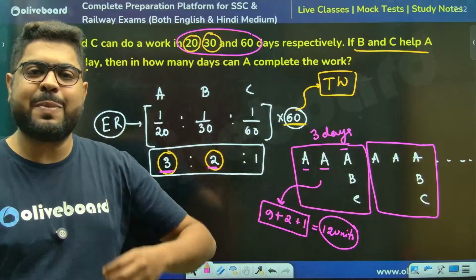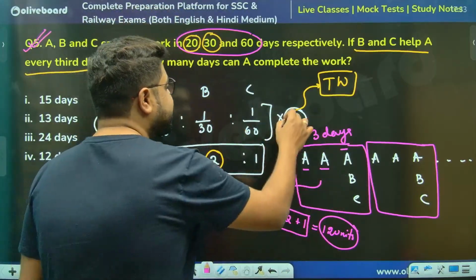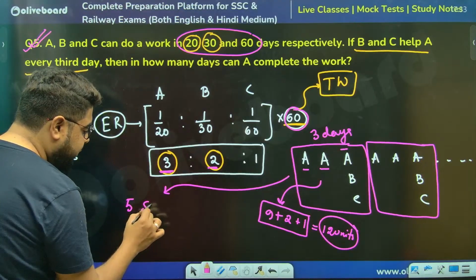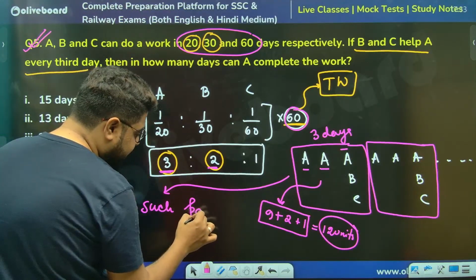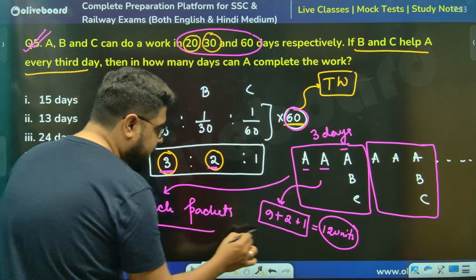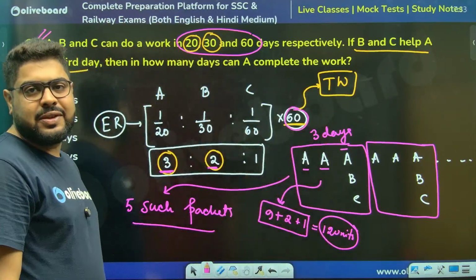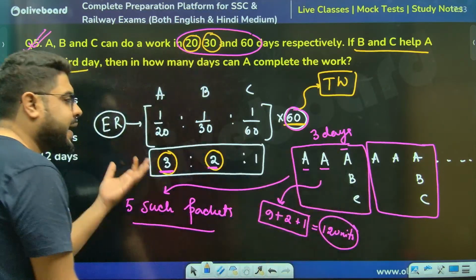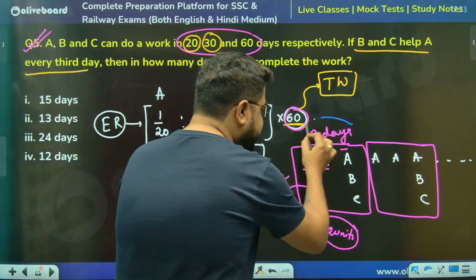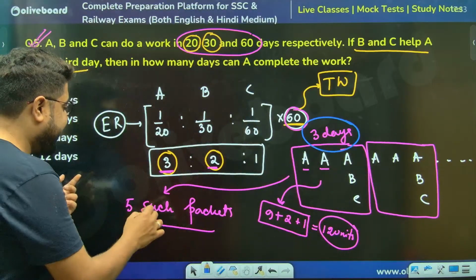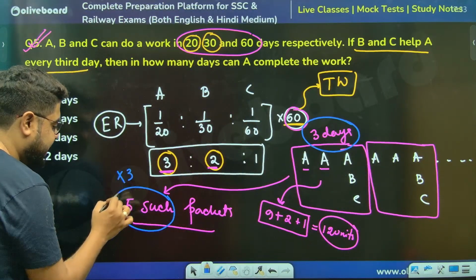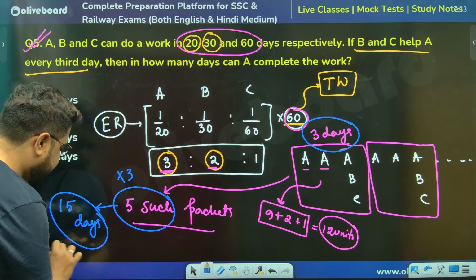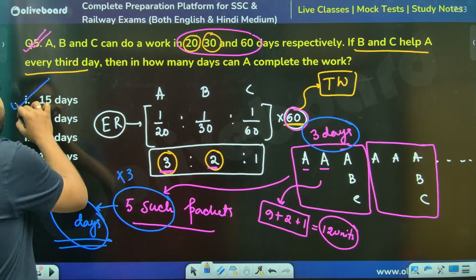How many such packets will be needed to complete 60 units? This is the total work. You will say, acha, that means we need 5 such packets because 5 into 12 gives you 60. 5 packets means how many days? Every packet was equal to 3 days. 5 into 3, that is 15 days. That's my answer, option number 1.